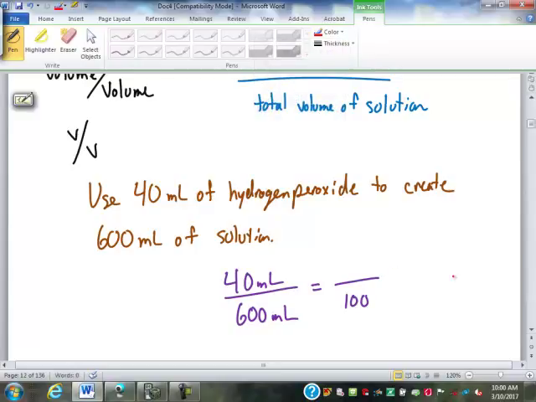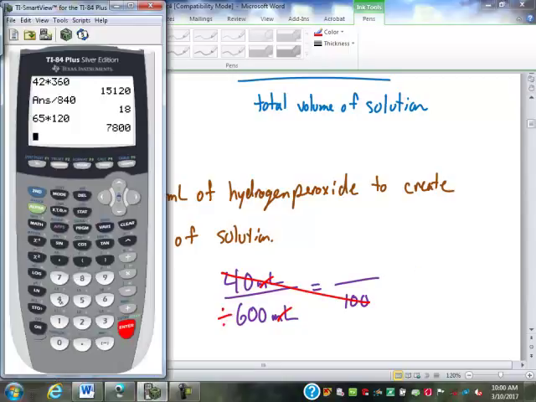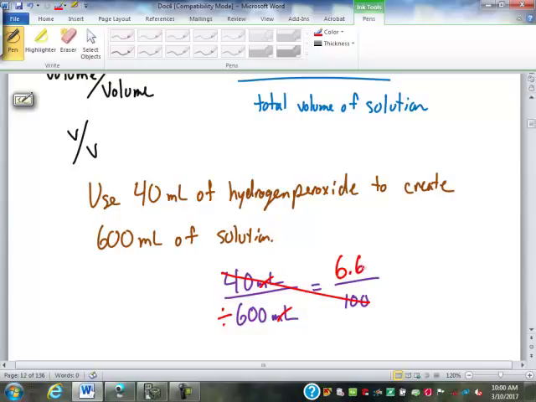So you just cross multiply and divide. Of course, the milliliters cancel out. 40 times 100 divided by 600 is going to be 6.67%. Excuse me. So that is a 6.67 or 6 2/3% concentration.